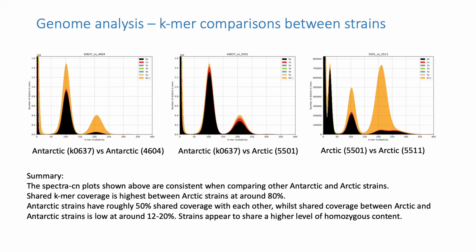KMA spectra were compared between different strains. The largest shared coverage was seen amongst Arctic strains at 80%. Antarctic strains typically shared 50%. Both appear to share a higher degree of homozygous content compared to heterozygous content. And shared content between Arctic and Antarctic strains is much lower at around 12 to 20%.